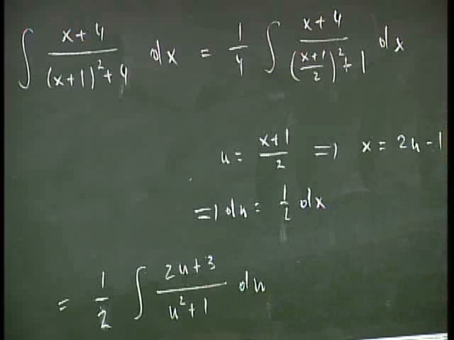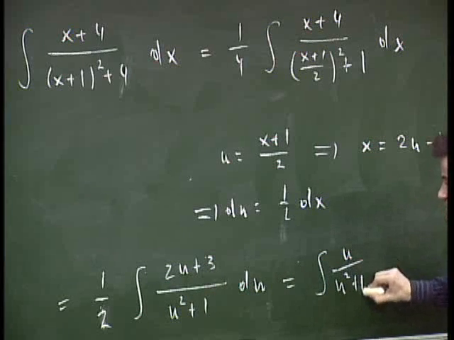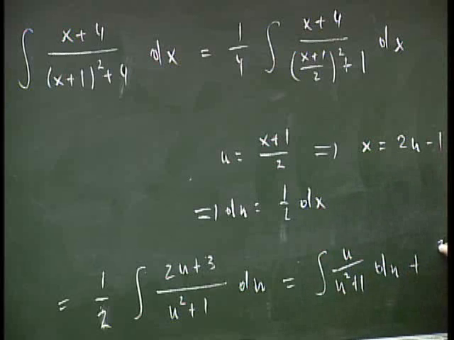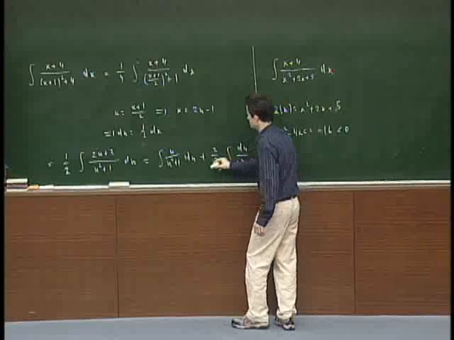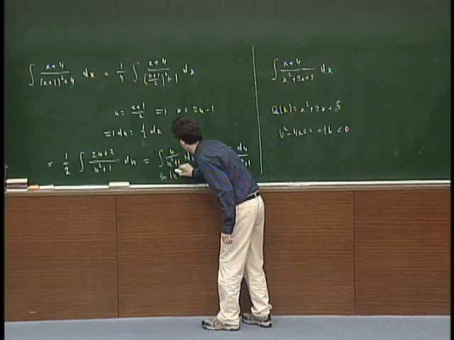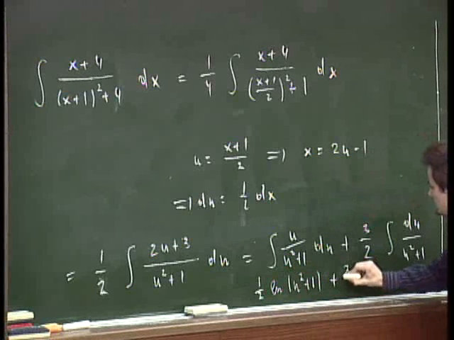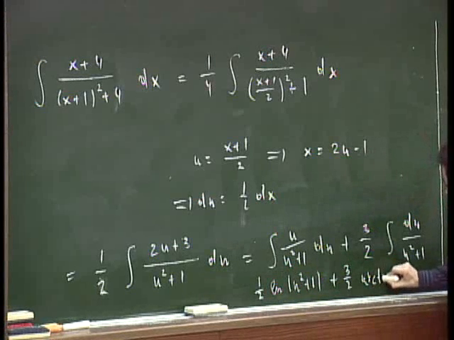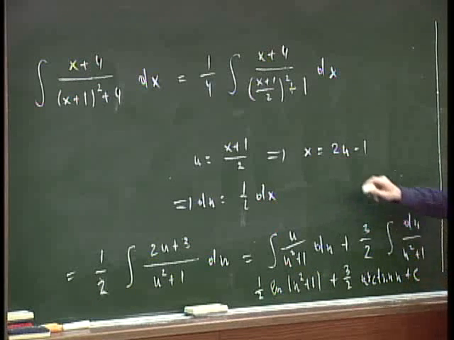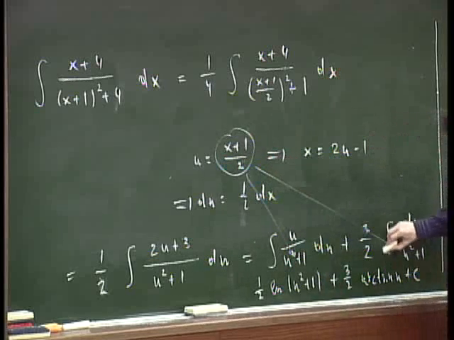Okay, and now in order to integrate it, you just use the same method as I have just explained. So this here is equal to the integral of u over u squared plus 1 du plus 3/2 times the integral of du over u squared plus 1, and this is ln of the absolute value of u squared plus 1 with 1/2 in front of it, plus 3/2 times the arctangent of u plus a constant, and then you have to plug in for u again. Okay, so this one goes then here and here.